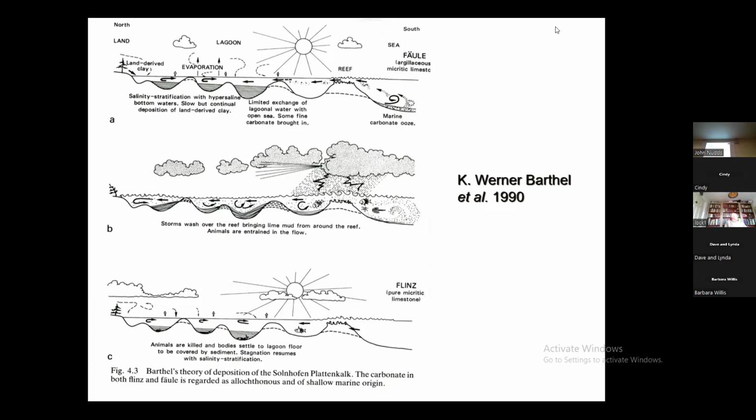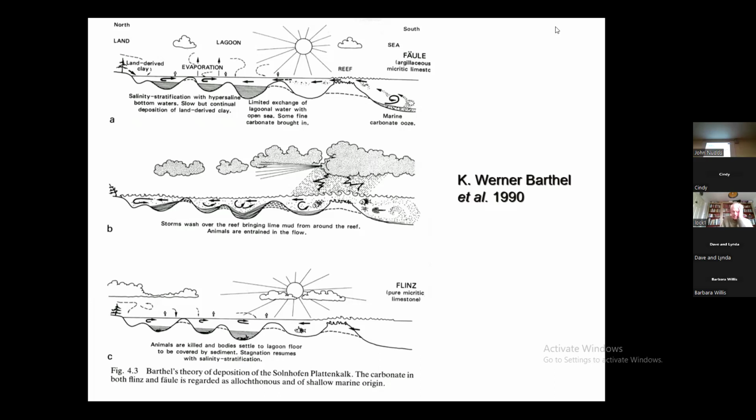Everything gets too saline, and animals find it inhospitable and fall to their deaths at the bottom of these platten calk basins. And then when the storm has abated, the fine, very pure limestone settles out on top of those carcasses and excludes oxygen and is able to preserve soft tissue.